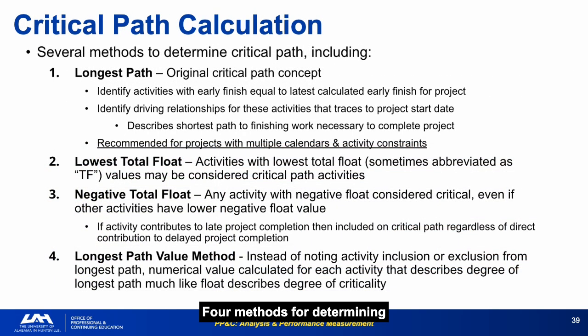Four methods for determining critical path: longest path, lowest total float, negative total float, and longest path value method. Longest path is the original concept and is recommended for programs with multiple calendars and activity constraints. Lowest total float is the most widely used in practice. Negative total float: any activity with float less than 0 is on the critical path by definition, even if other activities have lower negative float values.